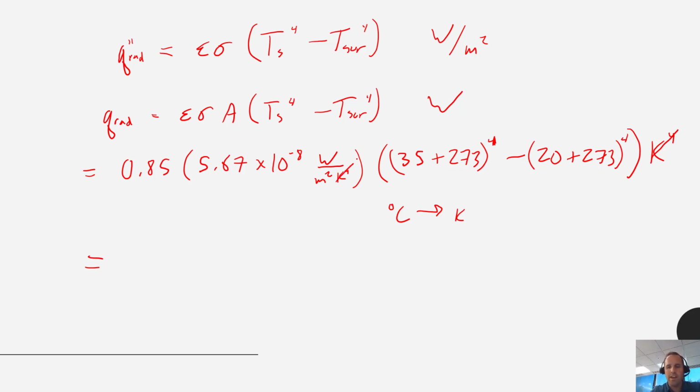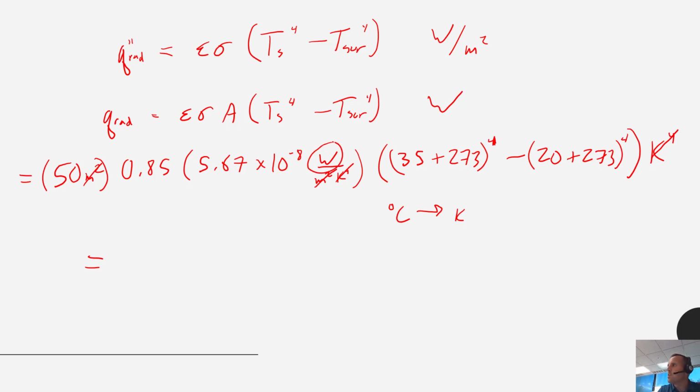Oh, and I'm glad we are doing this unit check because that tells me that I forgot to multiply by our surface area, which was 50 meters squared. So I caught myself from making a big error just by doing this unit check. So that 50 meters squared cancels out here, and we do indeed end up with units of watts.